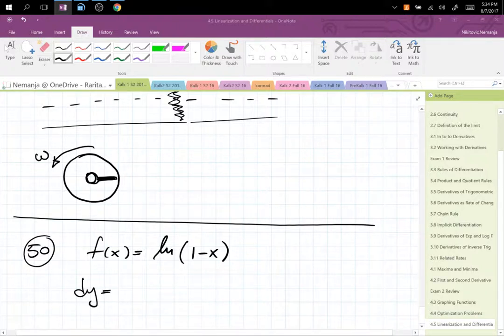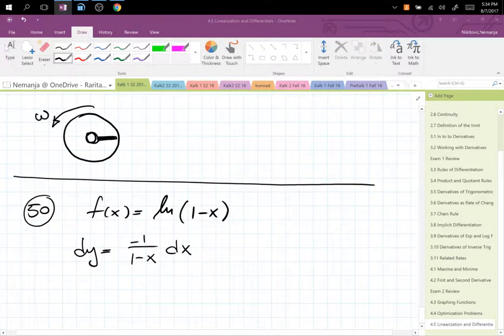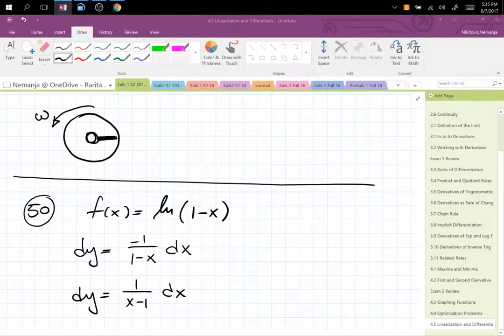So dy is equal to the derivative of this, which is negative 1 over 1 minus x, dx. So dy is equal to 1 over x minus 1 dx. What I did is I applied that negative, and that switches the signs in the denominator. That's it, right? Now, if x grows from, let's say, 3 to 3.2, you plug in 3 and then 0.2, and you compute the change in y.